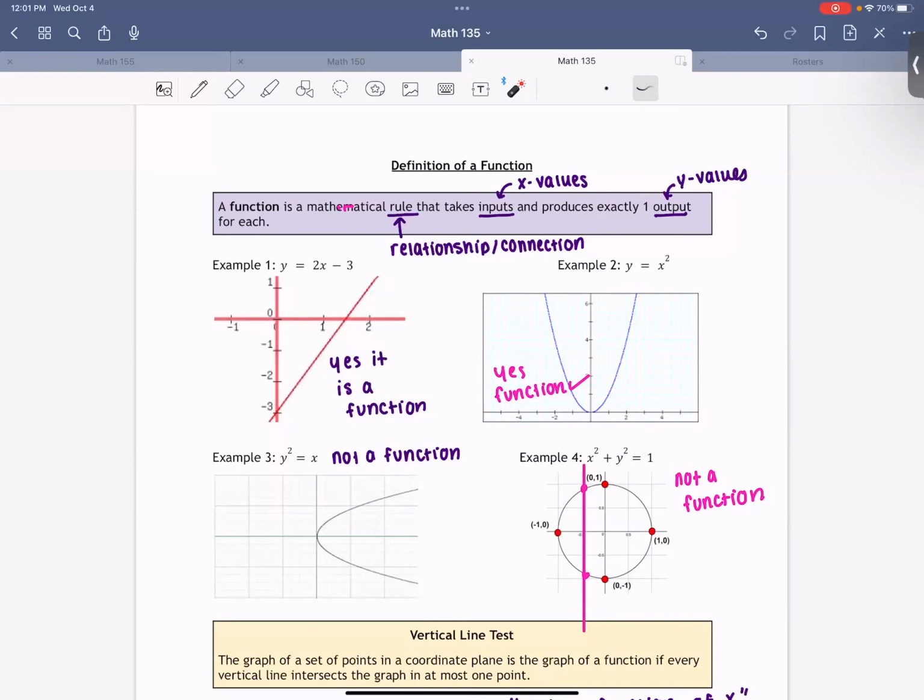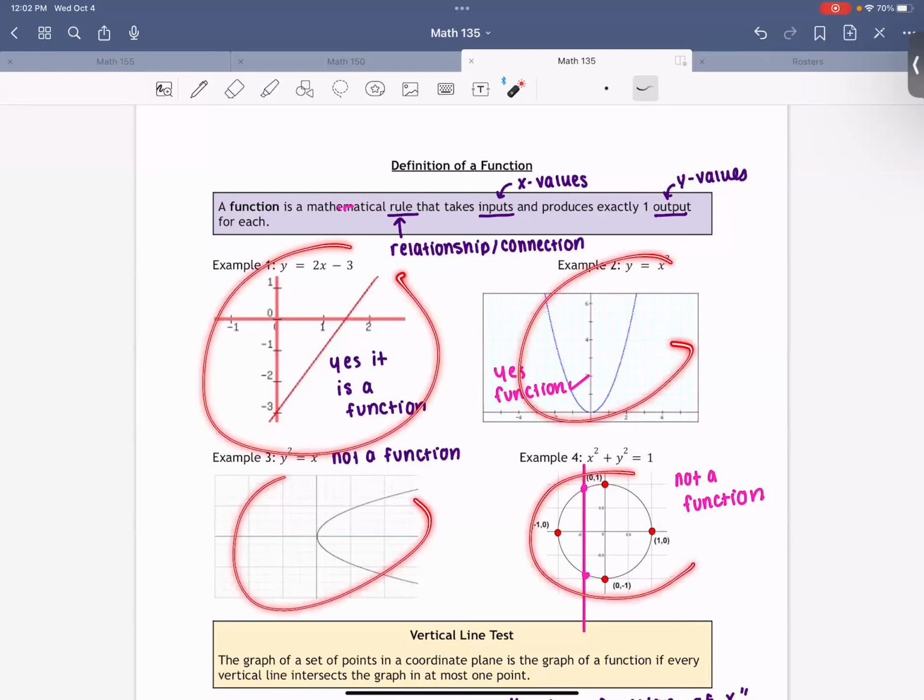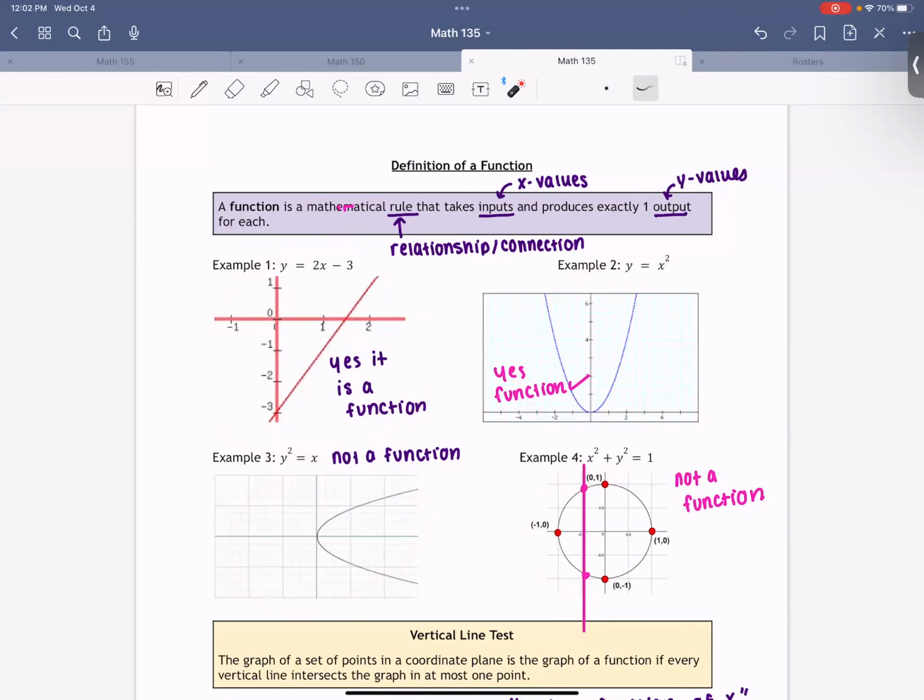All right, so let's start talking about functions again. Remember, functions are things that pass the vertical line test when you graph them, right? So these guys are functions while these are not. Then I introduced some notation for a function.